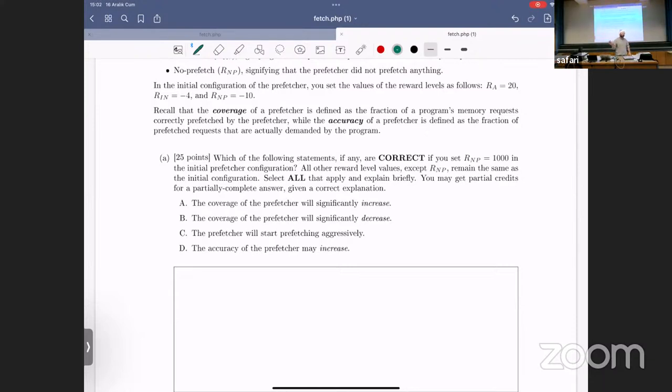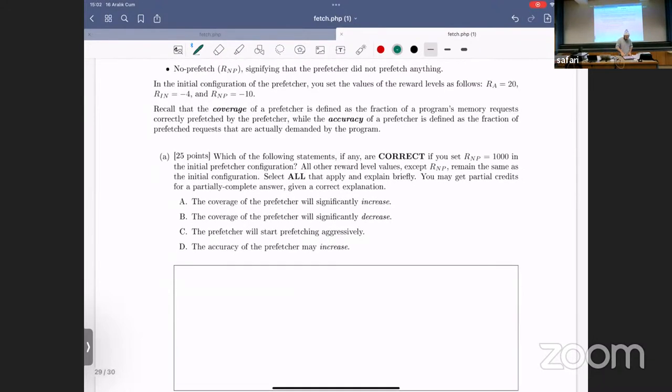No, there is no chance that this will happen. Is there a chance that the coverage will significantly decrease? Yes, because we will prefetch less. We told the prefetcher, you didn't do a good job. Not prefetching was the best thing. So the coverage will decrease. The prefetcher will start prefetching aggressively. That's not possible because we're giving feedback to the prefetcher, telling it, hey, don't prefetch. And the last one, the accuracy of the prefetcher may increase.